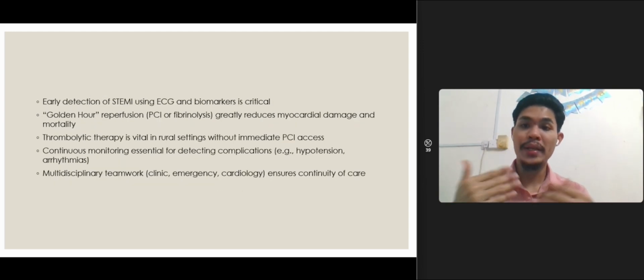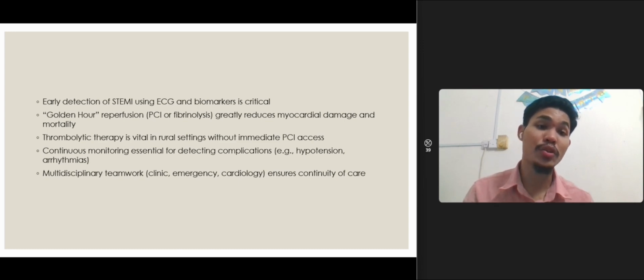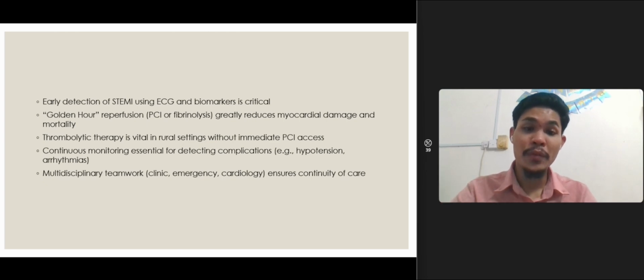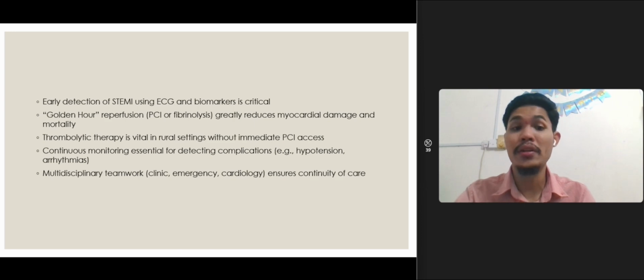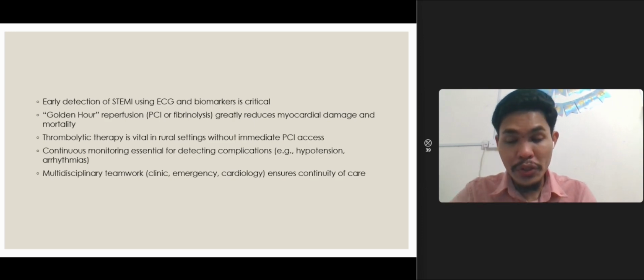So for early detection of STEMI, we can use ECG and biomarkers like troponin I, but we know the golden hour in myocardial infarction is more important. We continue to monitor to detect and manage complications.